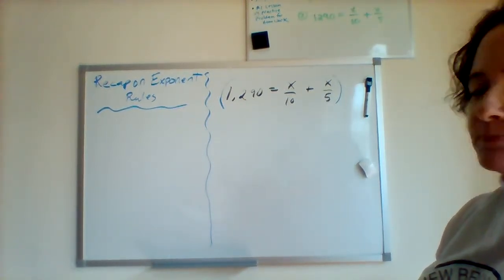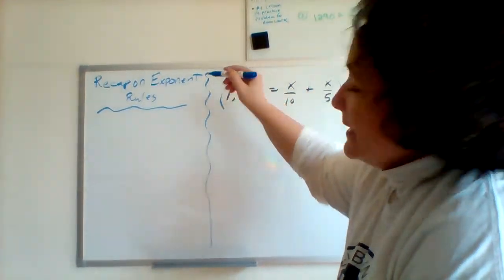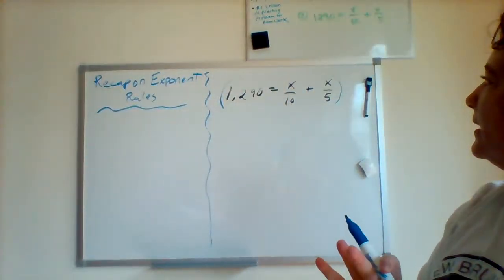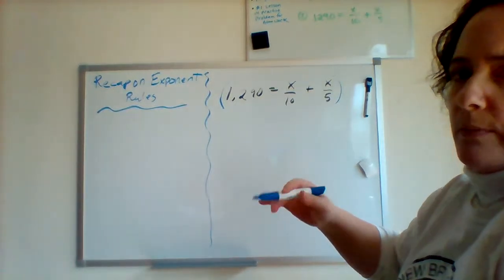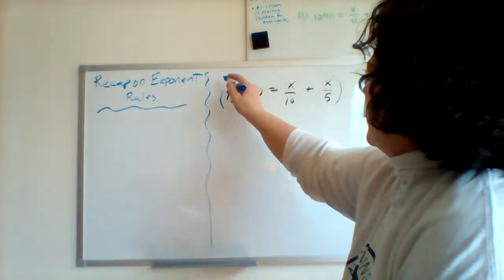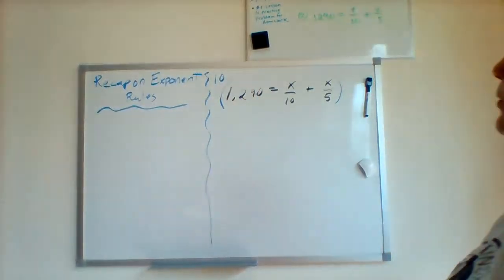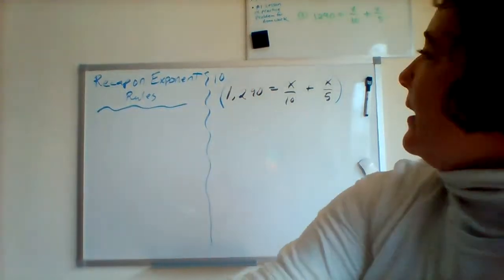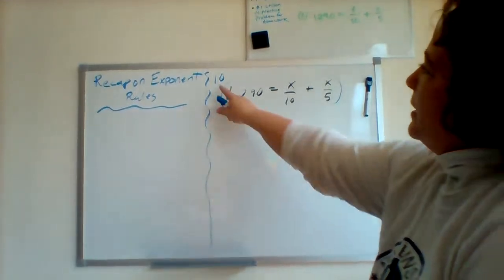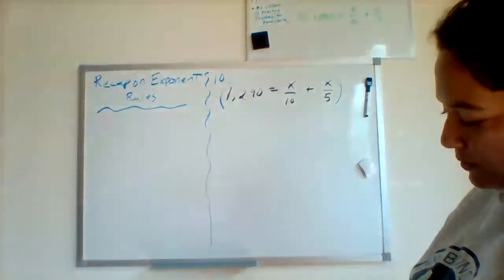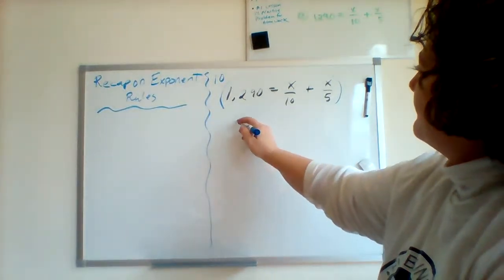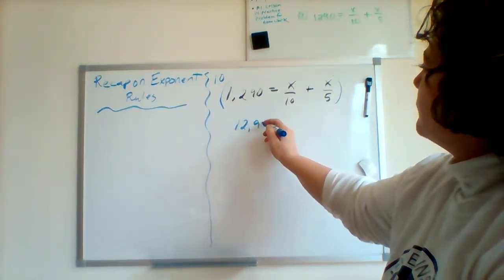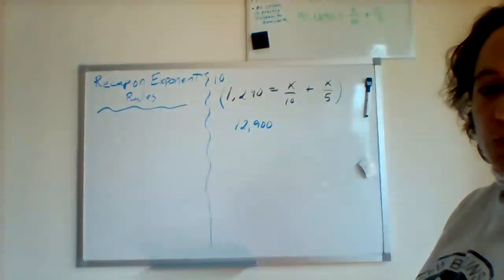Hopefully you're telling me 10. It's not the only one that will work, but it is the one that will keep things simplistic, okay? We don't want to make it too arduous here, all right? So here, we're going to multiply everything by 10. Now, if I multiply everything by 10, 10 times 1,290 should get 12,900.